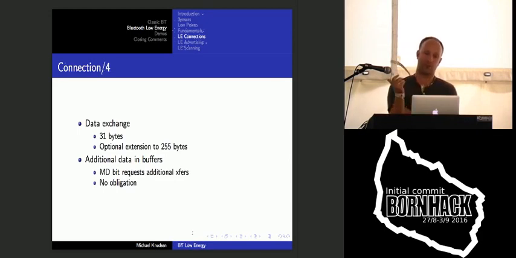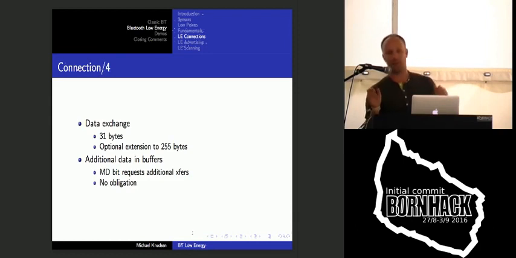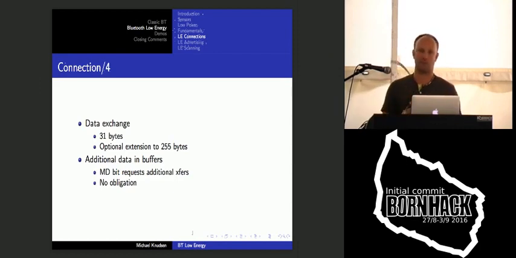And you can exchange 31 bytes in the 4.0 spec, which is not a lot of data, but for temperature readings or pressure sensors or heartbeat monitors or whatever, it's more than enough data. There's an optional extension where you can send, I think, up to 255 bytes.